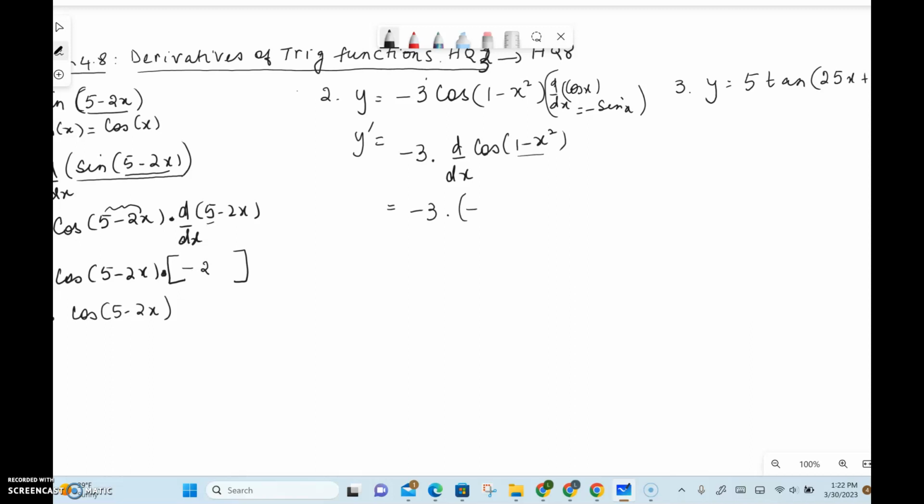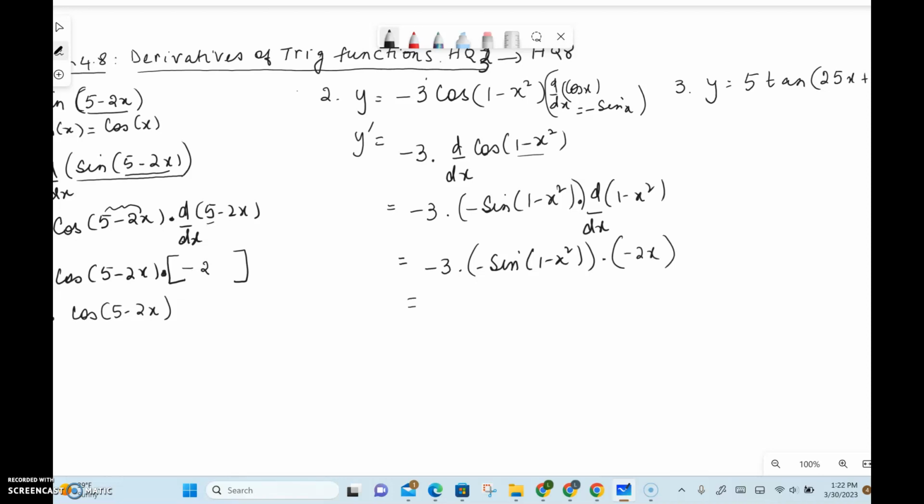So we are differentiating with respect to 1 minus x squared. So it is negative sine of 1 minus x squared. So we don't touch the 1 minus x squared. And then we go d by dx of 1 minus x squared, which is equal to negative 3 times negative sine of 1 minus x squared times d by dx of 1 minus x squared is 0 minus 2x.